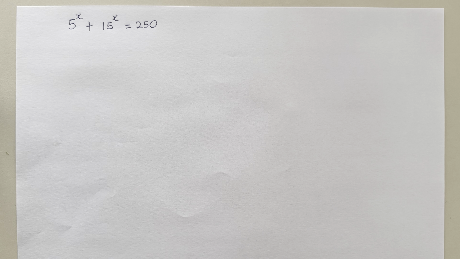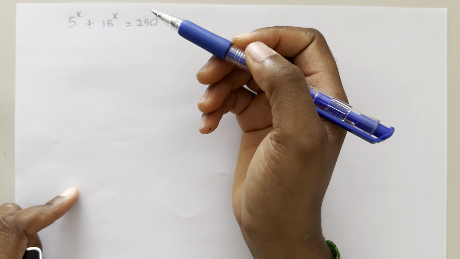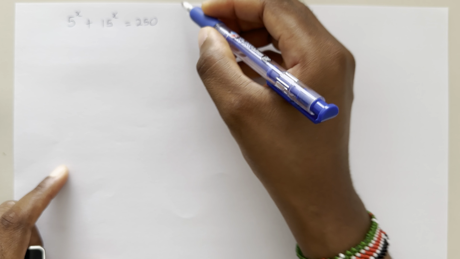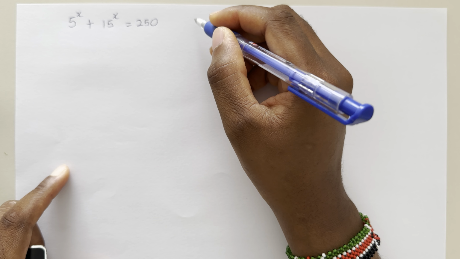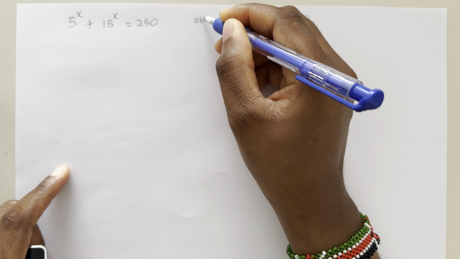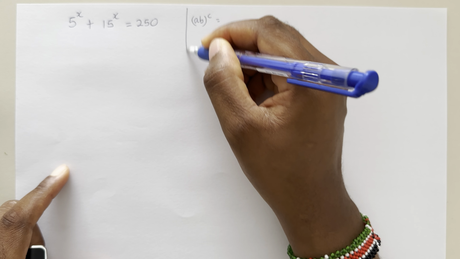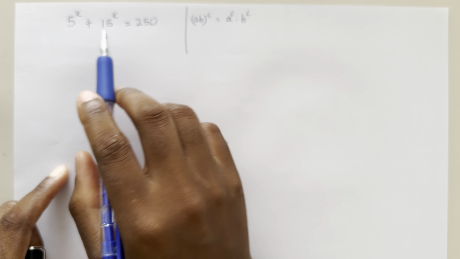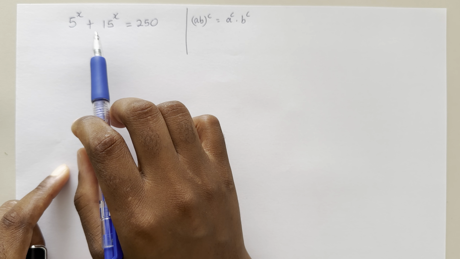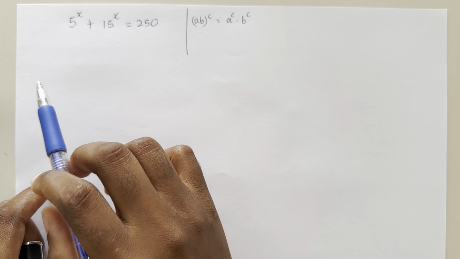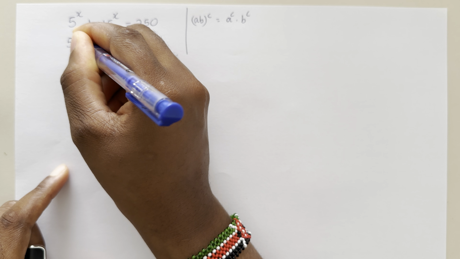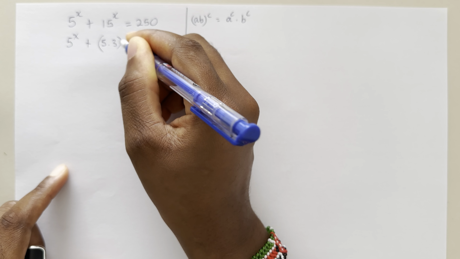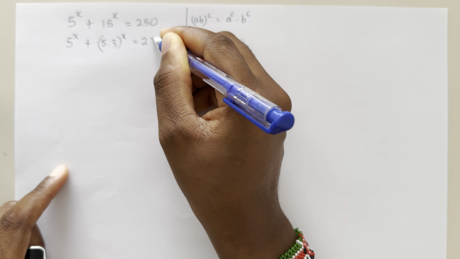So we have 5 to the power of x plus 15 to the power of x is equal to 250. If you see this one, always remember the law that says (a times b) to the power of c is equal to a to the power of c times b to the power of c. So we are going to find the factors that have 5. Remember, 5 times 3 gives us 15. So we are going to say 5 to the power of x plus 5 times 3 to the power of x, which is equal to 250.